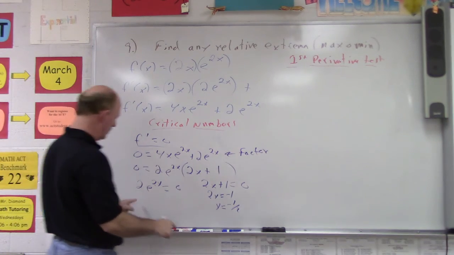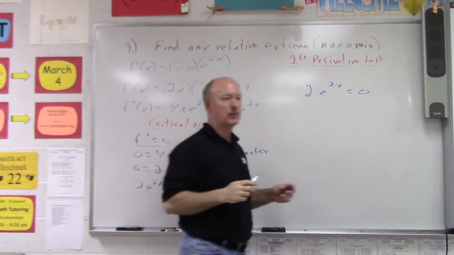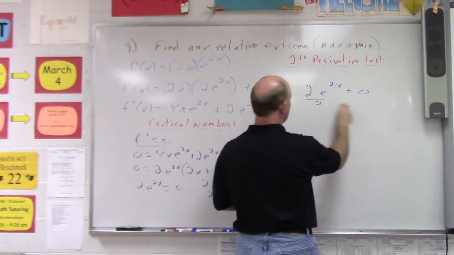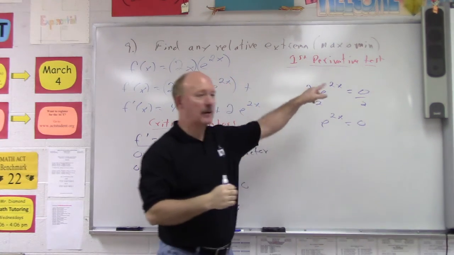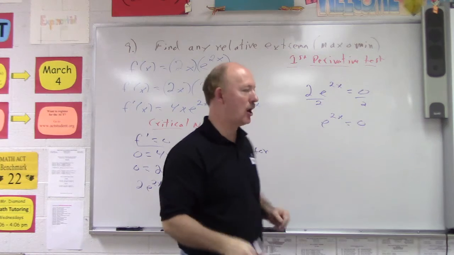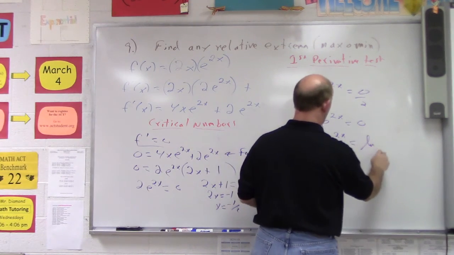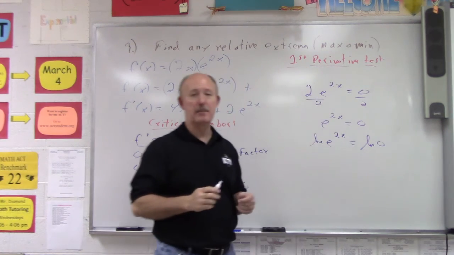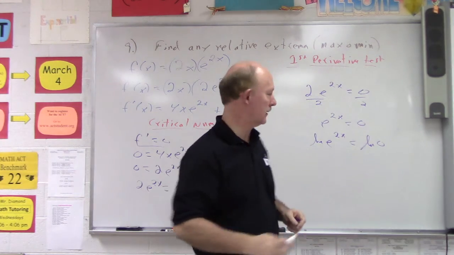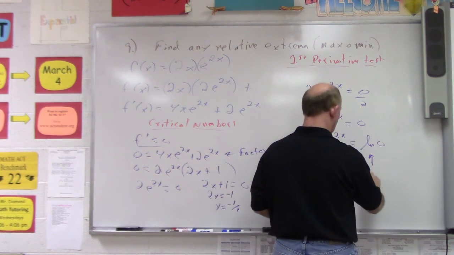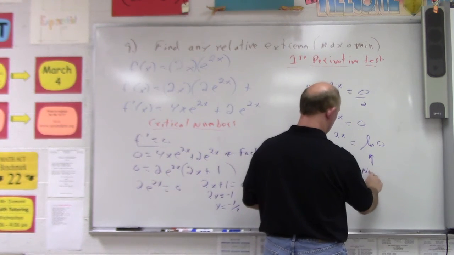Now let me bring this other one over here. This is 2 e to the 2x equals 0. Dividing both sides by 2, e to the 2x equals 0. To get x out of that exponent, remember you have to take the natural log of both sides. So natural log of e to the 2x equals natural log of 0. And now we have a big problem. Natural log of 0 is not in the domain of natural log.